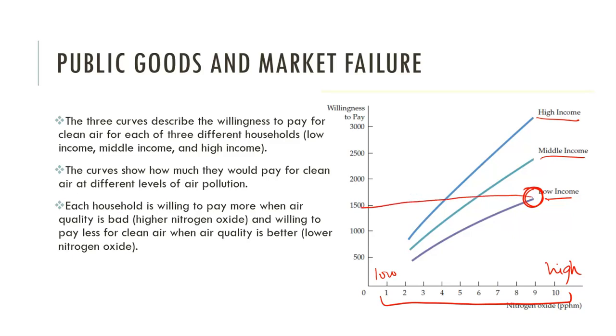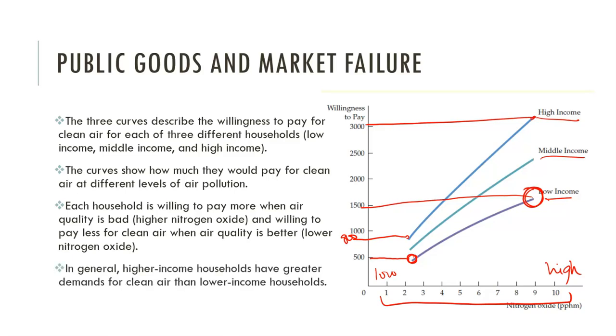Our low income households are willing to pay $1,500. And when it's not that bad, but it's still pollution, they're only willing to pay $500. Our high income household goes from about $800 all the way up to, with bad air quality, now they're willing to pay $3,000. And so you can see we have that increase, maybe because we notice it more, we realize it's a bigger problem, we're willing to pay more to fix the problem.